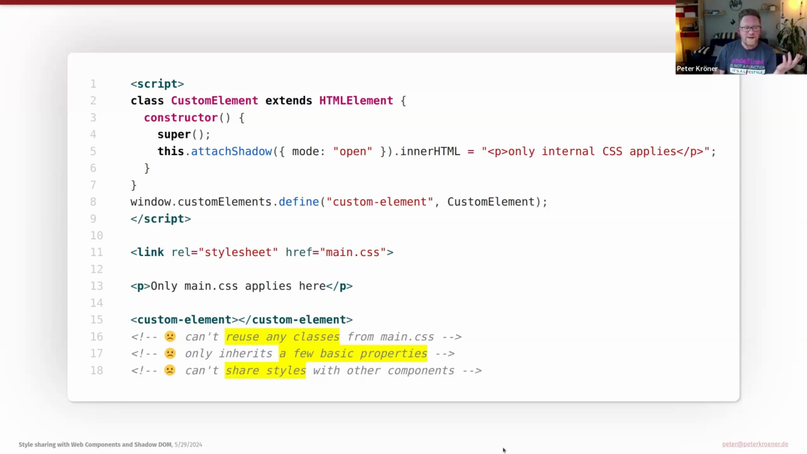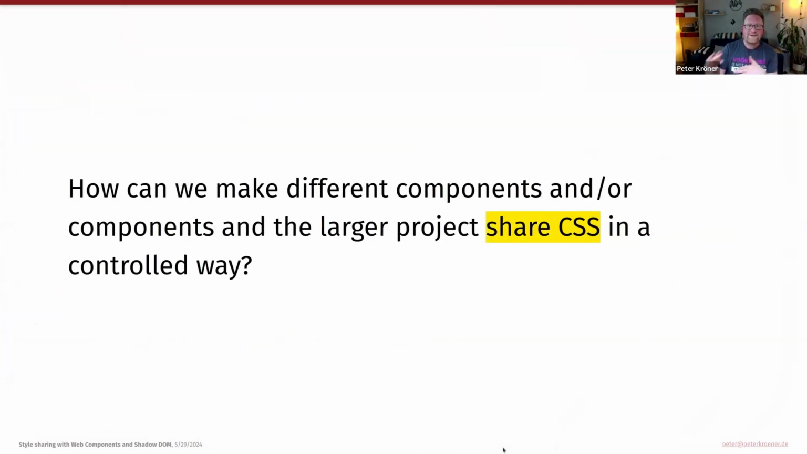And so this begs the question, how can we take the compromises that Shadow DOM comes with and still make our different components and the web page share some CSS in a controlled way? How can we work inside the limitations of Shadow DOM to make our projects work and not simply have us repeat our CSS over and over again? So this is what we're going to talk about. Shadow DOM separates the styles between our components and between our web page, and how can we open specific doors to let some CSS leak through.